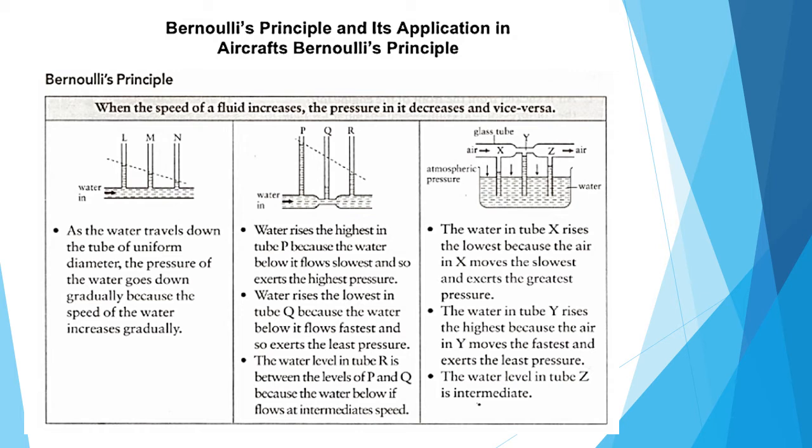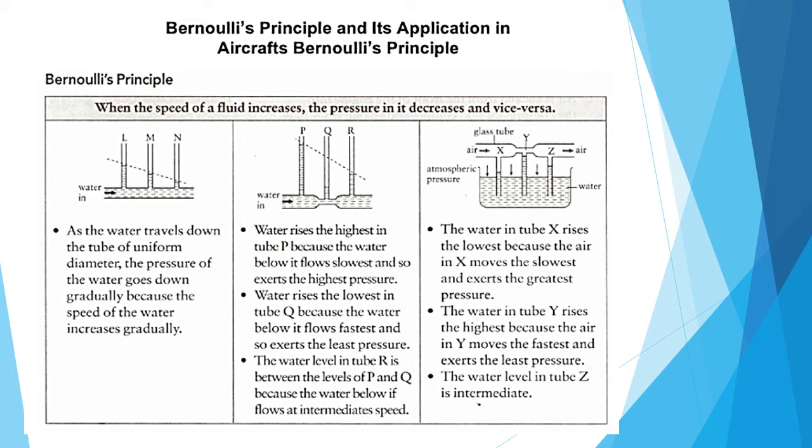Last one, the water level in tube R is between the levels of P and Q because the water below it flows at an intermediate speed. So that is how the water level appears like that.